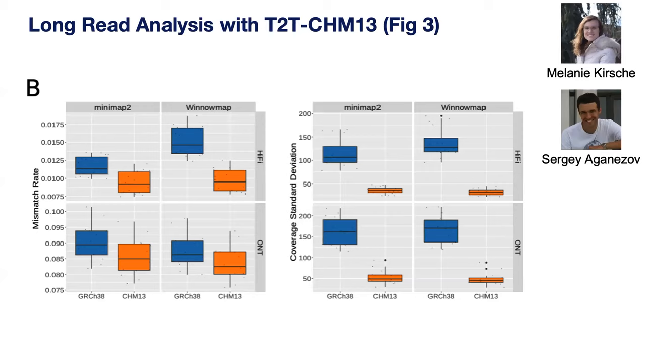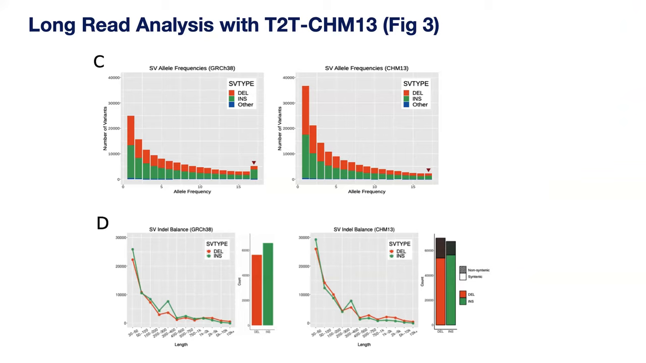Other things that we did: in addition to short read sequencing, we looked at long read sequencing, where we're mapping other samples that have been measured with the Oxford Nanopore or the PacBio instruments. Same sort of thing: the mismatch rate goes down, meaning reads map better to our new T2T assembly than they do to the standard reference genome. Other characteristics, like the structural variant calls made possible with this new assembly, also improve.